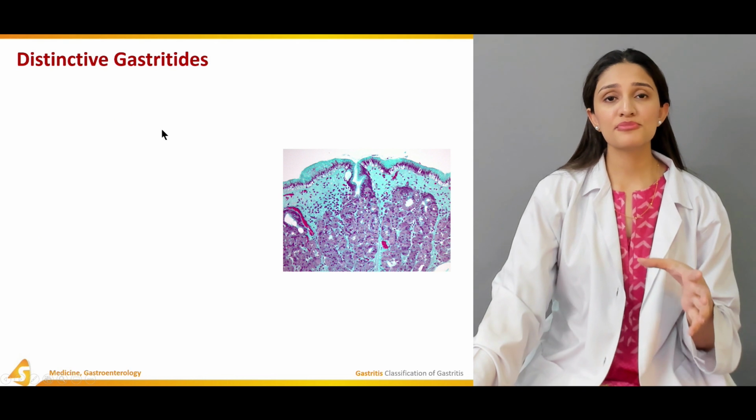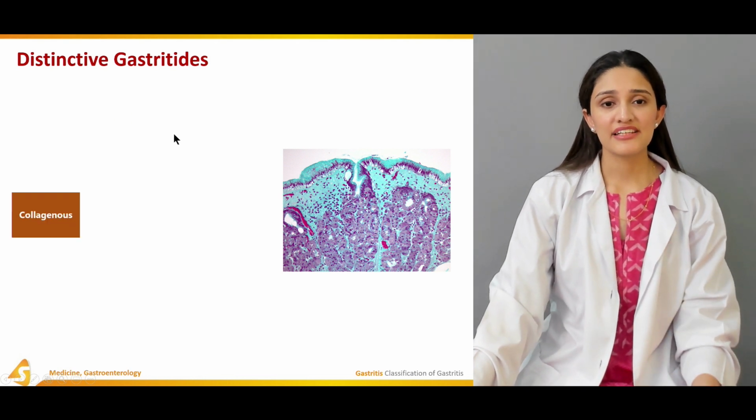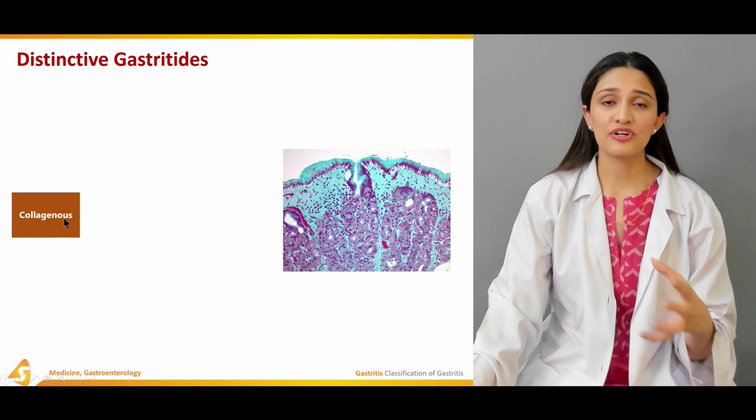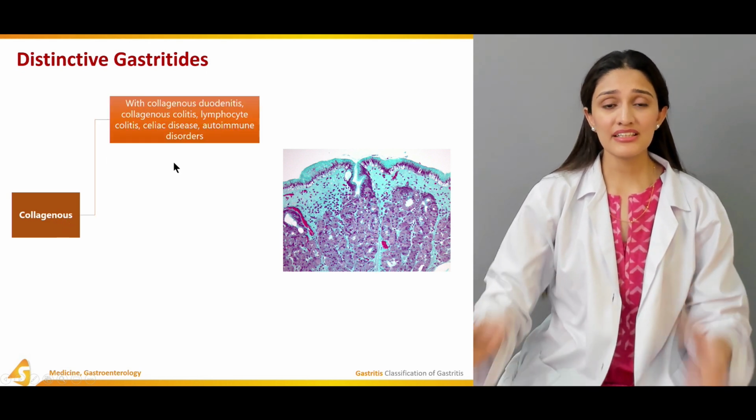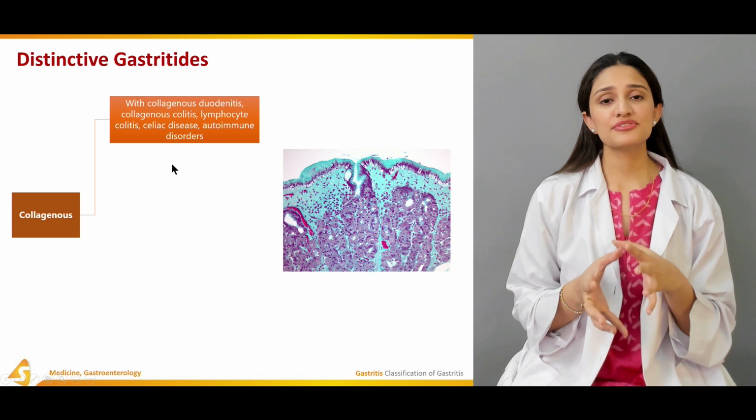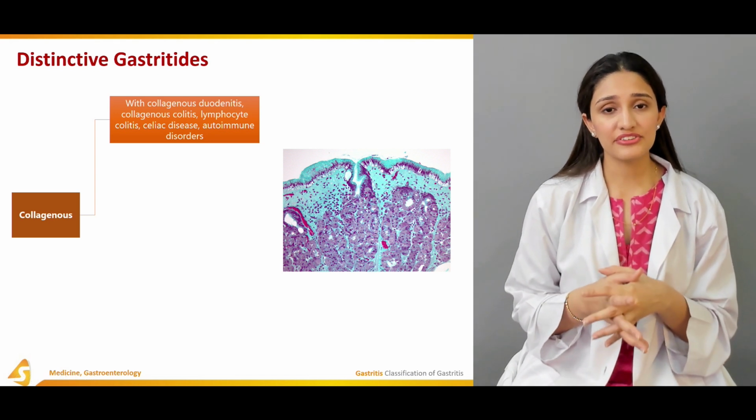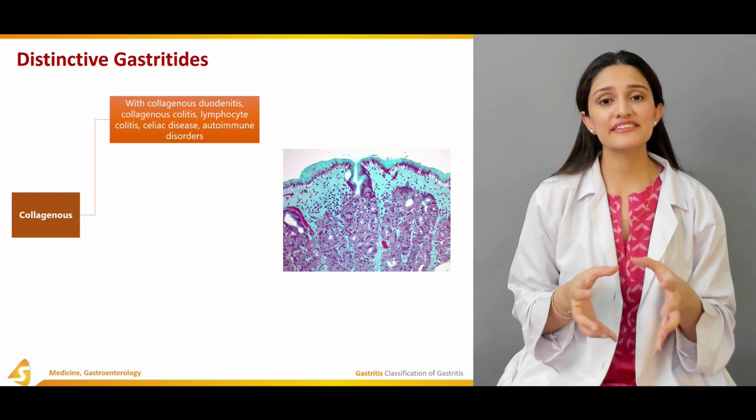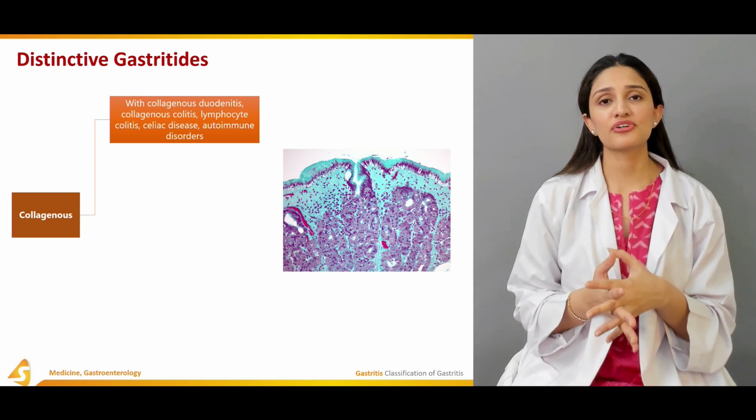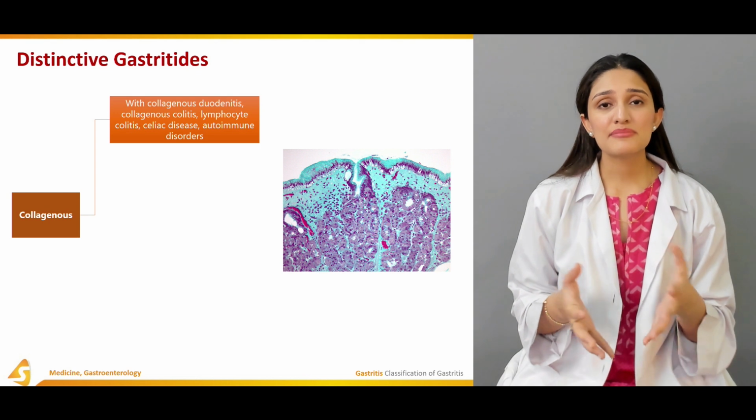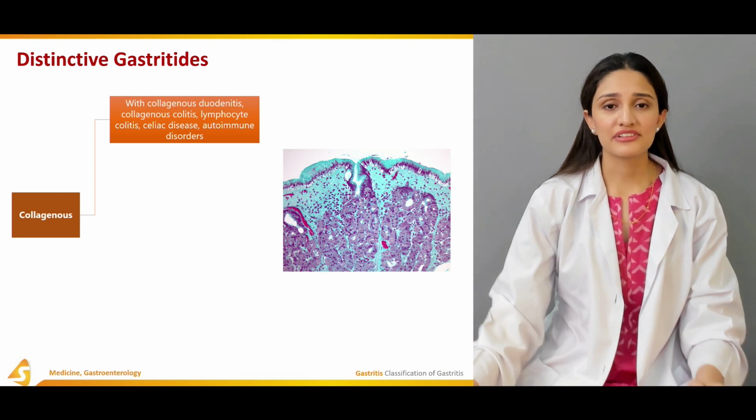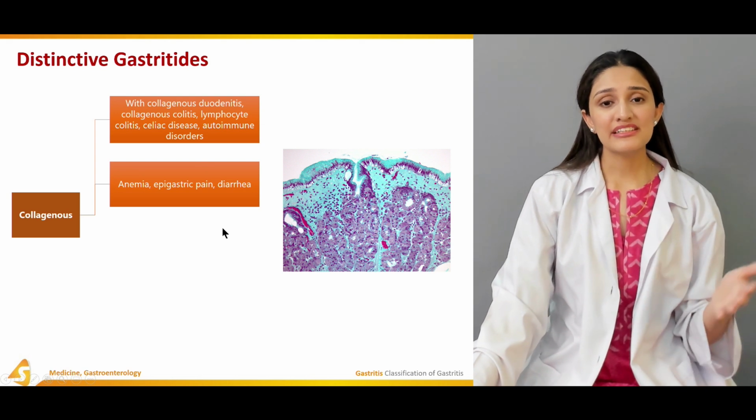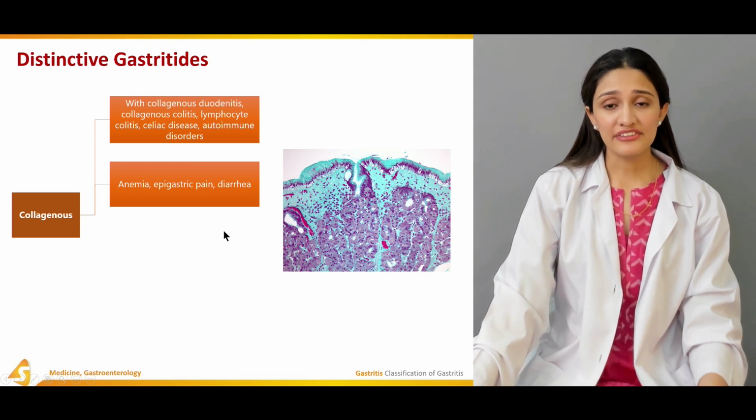So if we talk about more distinctive gastritis, this includes collagenous gastritis, which causes a form of gastritis. It is usually associated with collagenous duodenitis, collagenous colitis, lymphocytic colitis, celiac disease, and other autoimmune disorders, such as diabetes mellitus and thyroid disorders. These patients usually present with anemia, epigastric pain, and diarrhea.